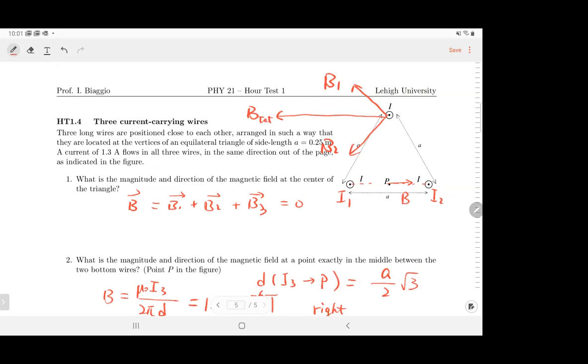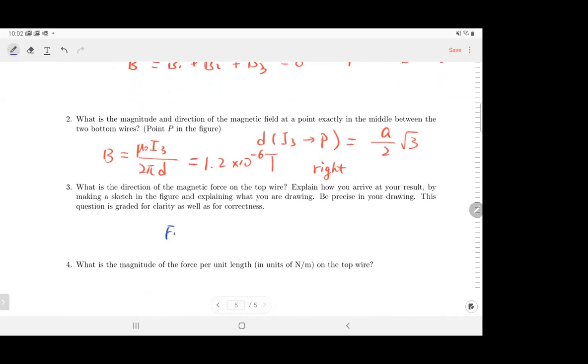Okay. Then according to the force equal to the current L times the B cross B, the I goes out of the page and the B goes to the left. So we use the right hand curl from I to B, then the force goes down. Force goes down.